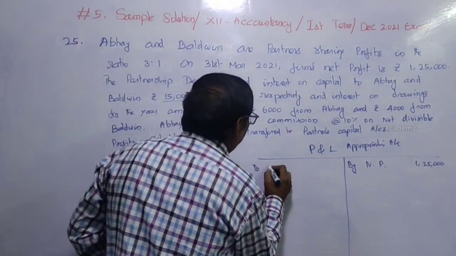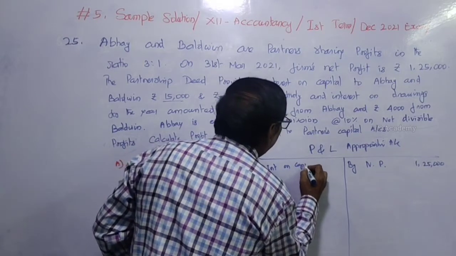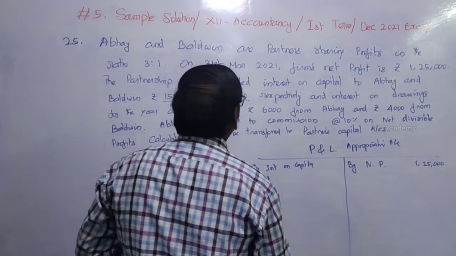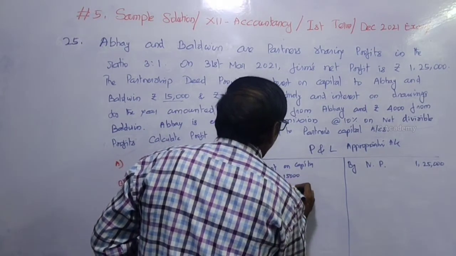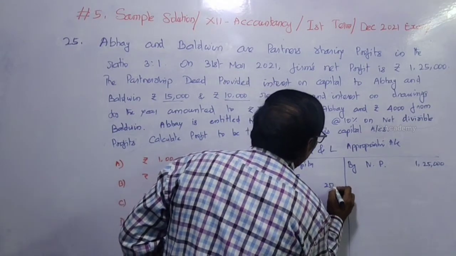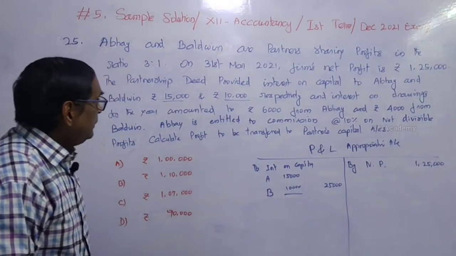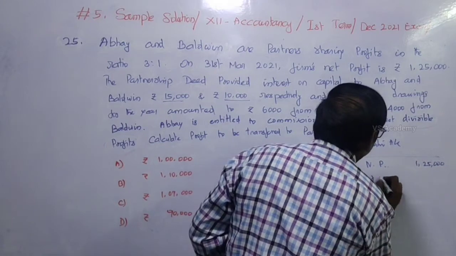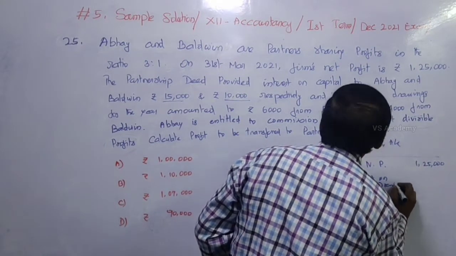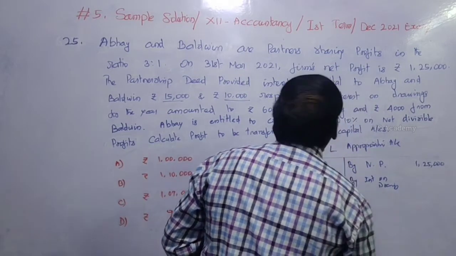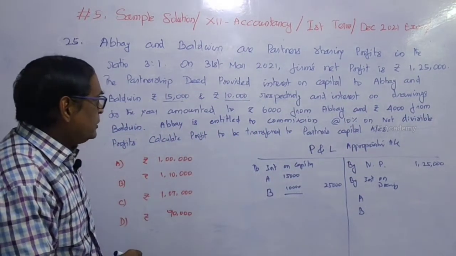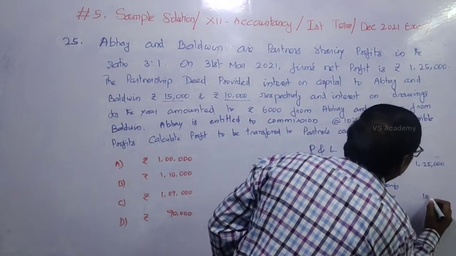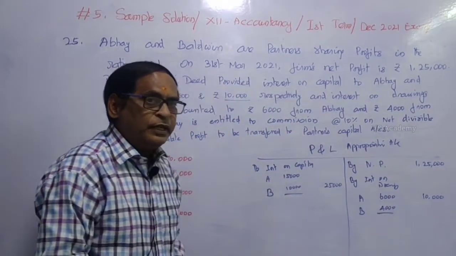So interest on capital: Abhay and then Baldwin. So how much? 15,000 and then 10,000, so 25,000 total interest. And then there is interest on drawings from Abhay and Baldwin. It is an income: 6,000 rupees from Abhay and 4,000 rupees from Baldwin, so 10,000 rupees.